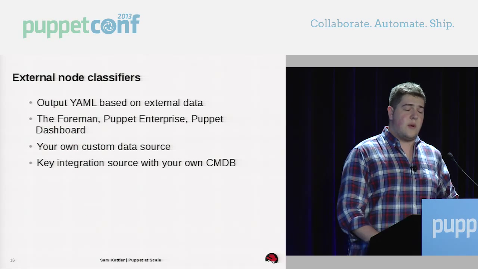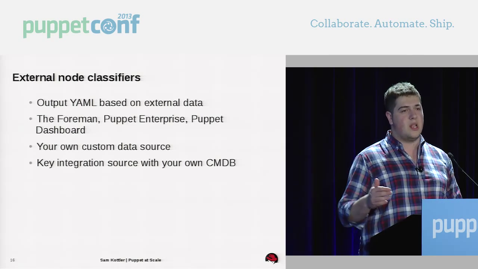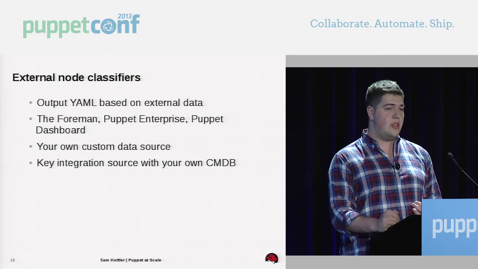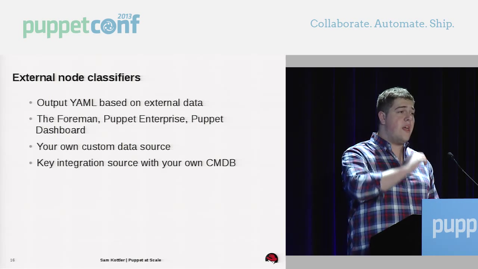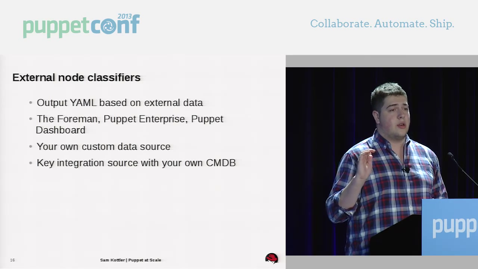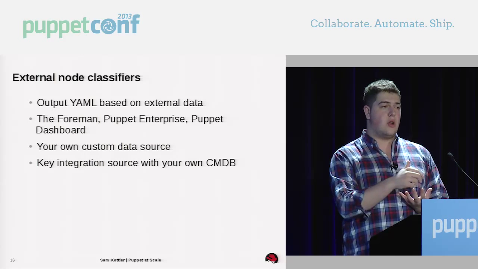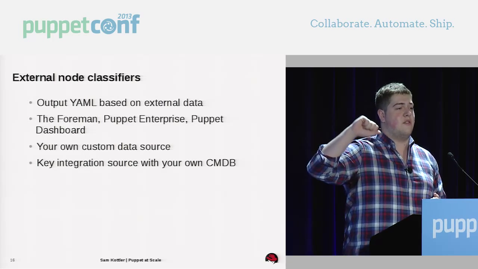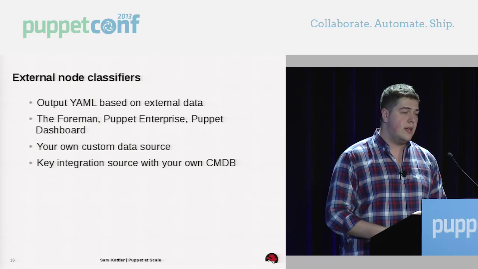This is where external node classifiers come in, which are a critical part of being able to spin up lots of nodes and practically manage them. For those of you who aren't familiar with ENCs, all they are really is a data source that lives outside of your Puppet infrastructure, and the Puppet master, when the agent calls home, goes and gets data from that data source. So it basically hits a URL and gets some YAML back.